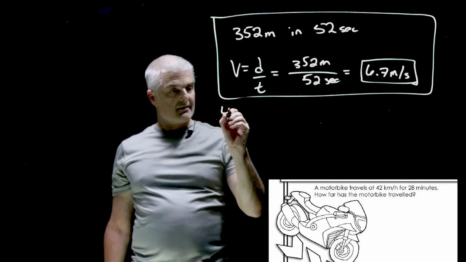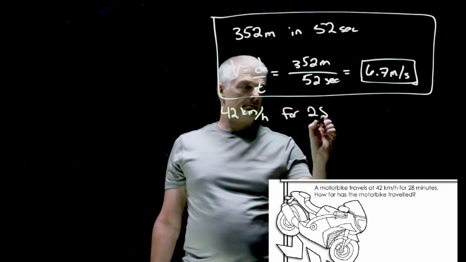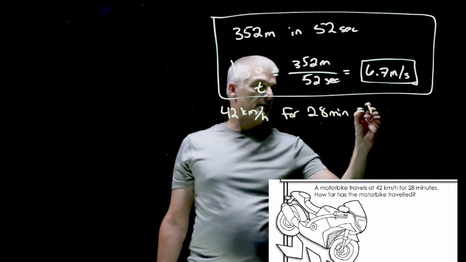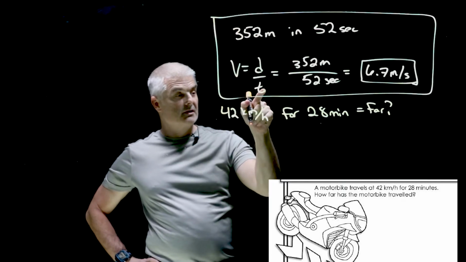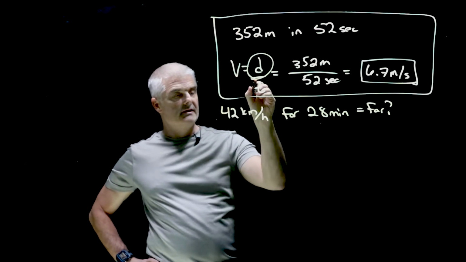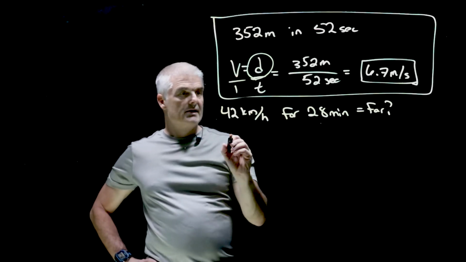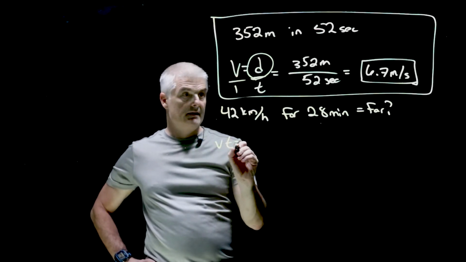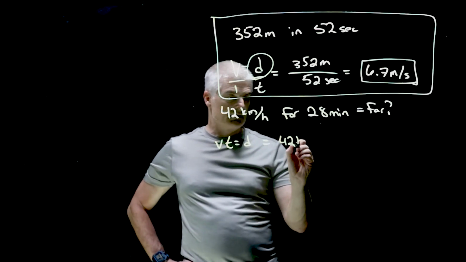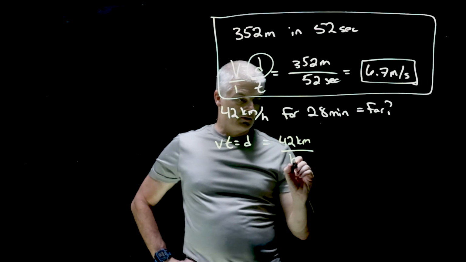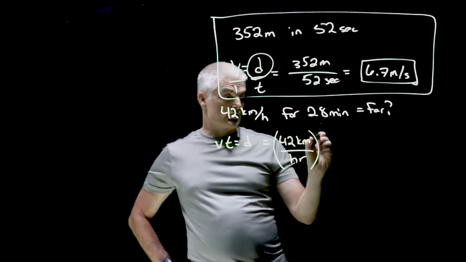What about this one? A motorcycle travels at 42 kilometers per hour for 28 minutes. How far has it traveled? Now, the distance. So this is the equation v equals d over t, but now I'm solving for d. So what I can do is cross multiply v over 1. So vt is equal to d. My velocity is 42 kilometers per hour. Believe in dimensional analysis. And then the time is 28 minutes.